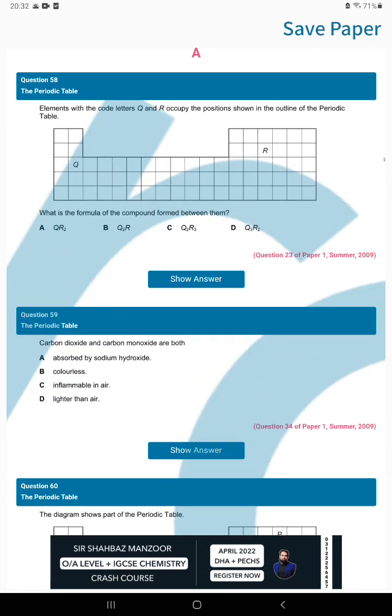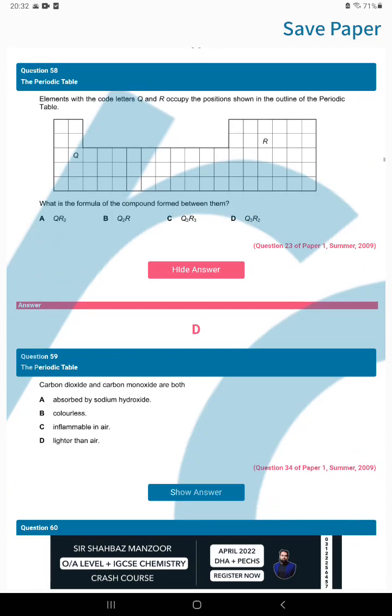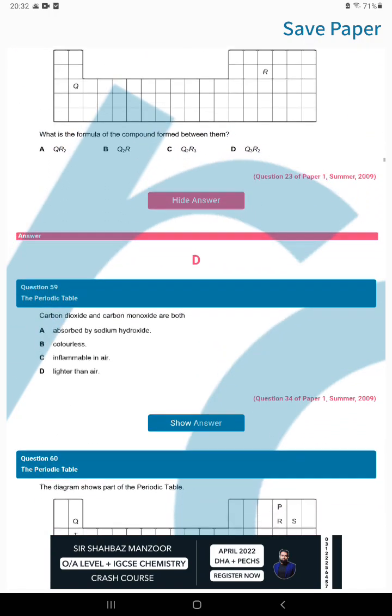Then, elements with the code letters Q and R occupy the positions shown in the outline of the periodic table. What is the formula of the compound formed between them? It's Q3R2. If we see their original positions in the periodic table, we'll get to know.